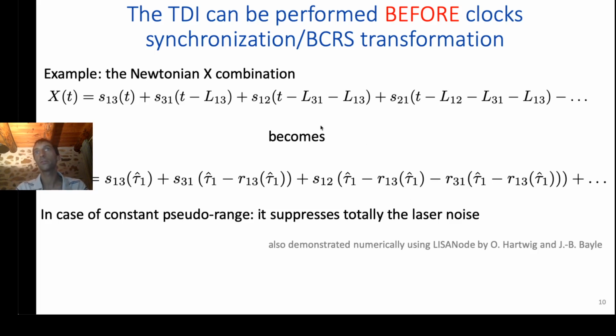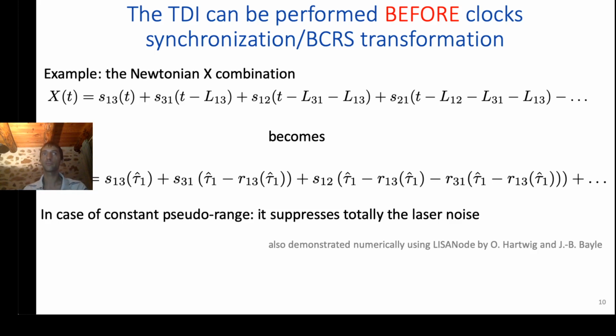And if you do that, you can show that actually this quantity here, which depends only on L0 data or pure measurement, actually suppresses totally the laser noise in case of constant pseudo ranges. So that's something that is completely new, and that was also demonstrated numerically using LISA node by Ultra-Stable and Jean-Baptiste Bayle. So the important point here is that it's possible to extend the TDI algorithm to use only the L0 raw data.